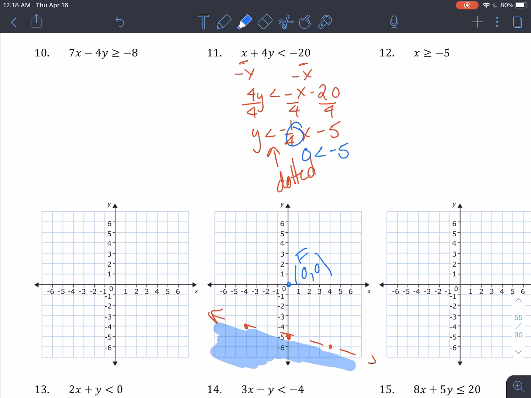There is one time where you can't use 0, 0 as a test point, and that would be if your line goes right through 0, 0. If it goes right through 0, 0, testing 0, 0 won't help you. You wouldn't know which side to shade because the point is right on the line. So then you'd have to pick just any other point on one side or the other. And that's how you graph linear inequalities.